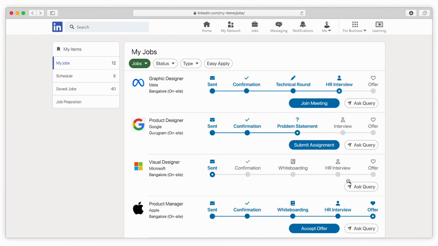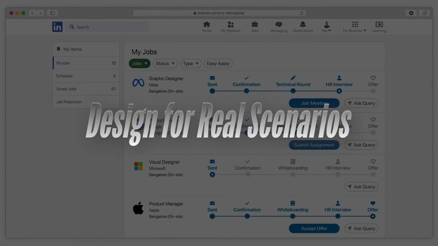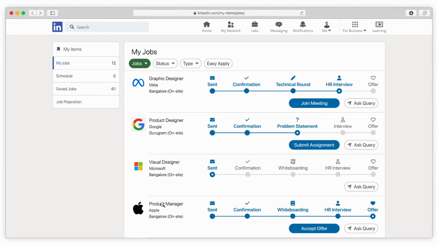Okay. Now, first of all, I don't even understand what is the problem that you're trying to solve. I can assume that the problem is that you're just trying to make sure that users know which stage they are in. Okay. Now, that's the first thing. The second thing here is I see that it says graphic designer, product designer, visual designer, and product manager. All right. Now, even though this is technically possible, this is not going to be a real scenario. When you're creating mockups, always make sure it's a real scenario. If I am a graphic designer, I will never apply for these roles. If I'm a product manager, I will never apply for these roles. So make sure your screen is realistic. That is very important.